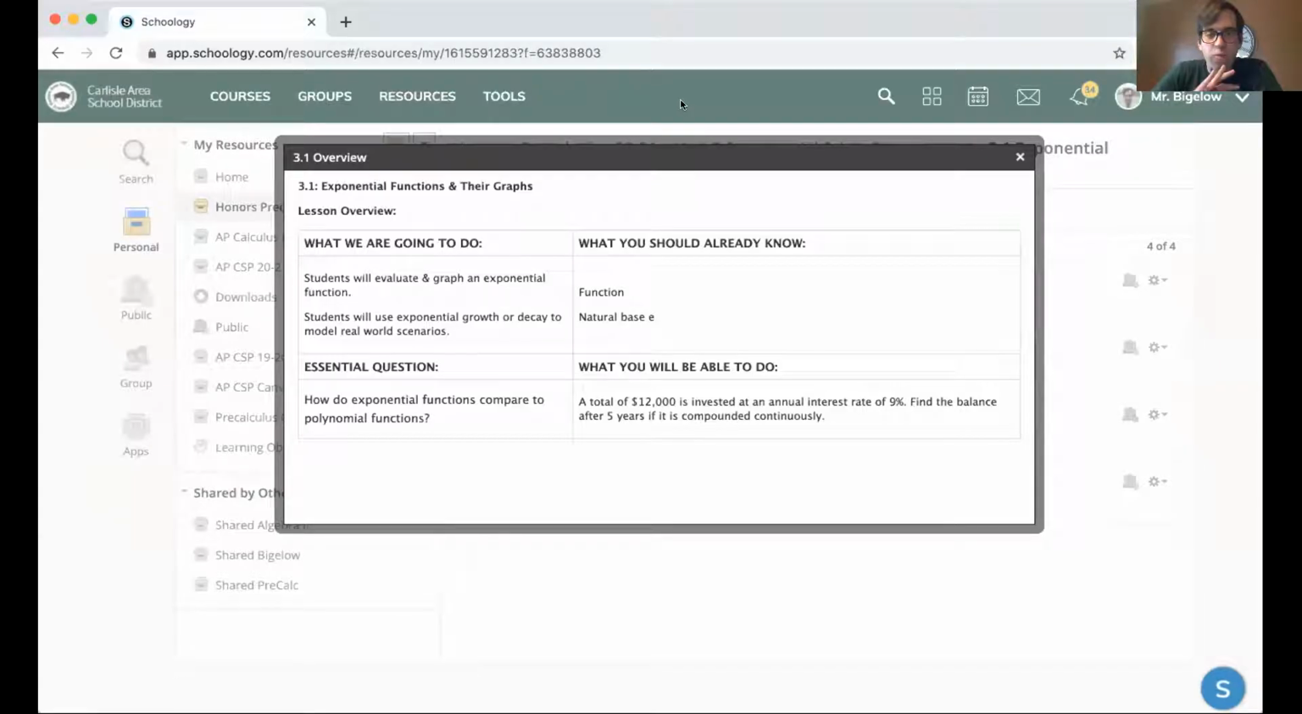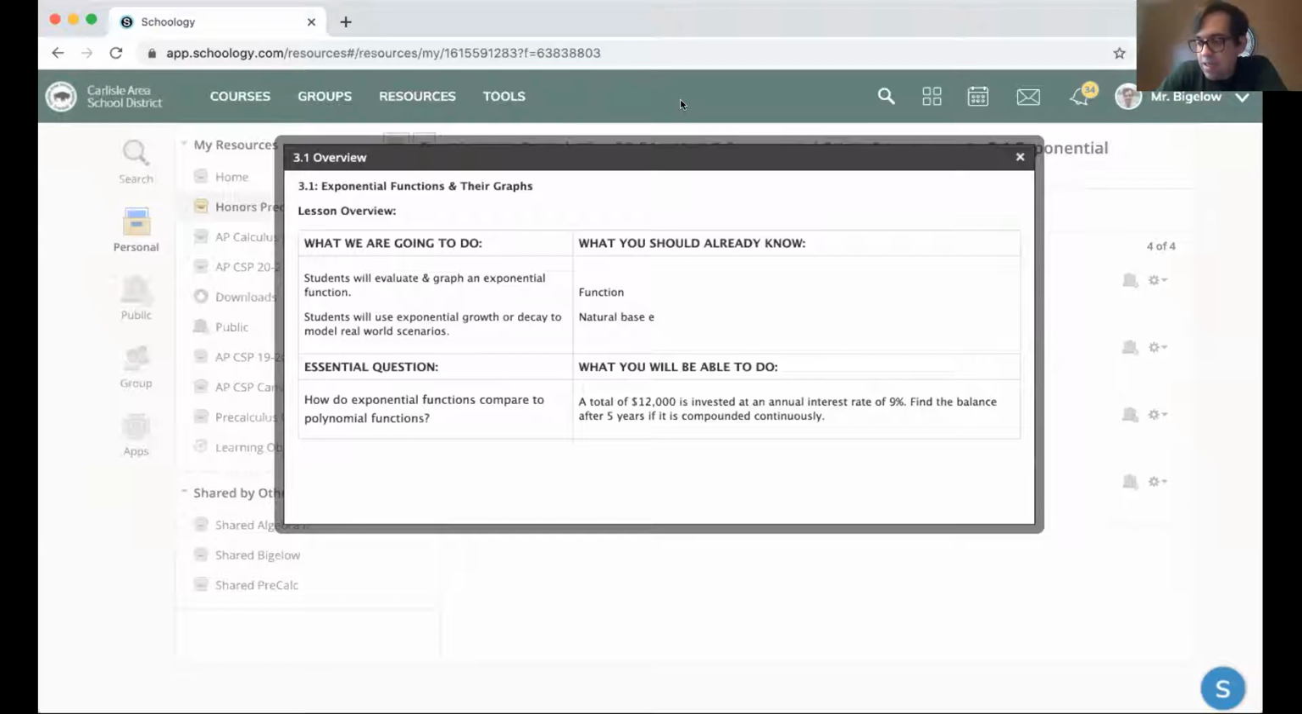All right, everybody, welcome to lesson 3.1, exponential functions and their graphs. This is our first of several lessons in Unit 3 on exponential and logarithmic functions. So in this lesson, we're going to cover everything about the basics of exponential functions, and then in the next lesson, we'll introduce log functions.